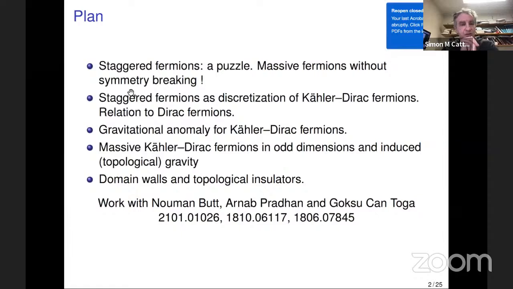So rather surprisingly, these anomalies survive even under discretization, and that's what's sort of a novel feature of these systems. So I'll talk a little bit about this gravitational anomaly and how it leads to this phenomenon of symmetric mass generation, which I sort of alluded to before. And then I'll talk a little bit about some more recent work involving massive Kaehler-Dirac fermions in odd dimensions. And I'll show you that when you integrate these guys out, the effective actions you get are basically gravitational actions. And if you do this in the presence of boundaries, then you end up with sort of Kaehler-Dirac analogs of topological insulators. And there's an interesting story associated with those too, which connects back into the anomaly, of course, in even dimensions, the gravitational anomaly I talked about. So this is work done with various students of mine over the last few years. Neumann Butt is now a postdoc in Urbana-Champaign, and the other two, Anab and Guksu, are still at Syracuse.